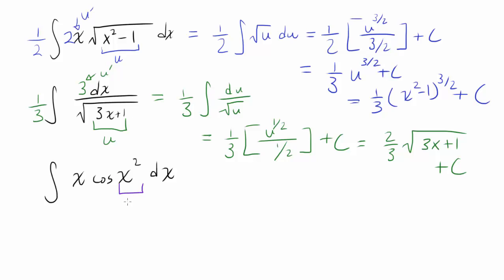The last one, x times cosine of x squared dx. In this case, our u is x squared, so our u prime is 2x. So let's divide by 2. And we have 1/2 integral of cosine of u du. We can ignore our u prime and turn this into du.